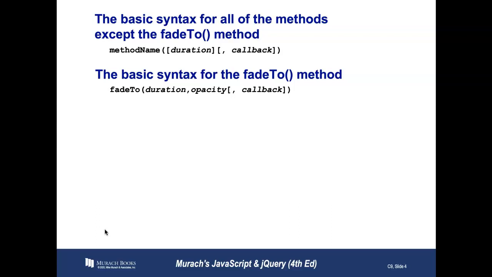The basic syntax for all these methods, except for fadeTo, which we'll cover, is you put your method name, and then it takes a couple of arguments. The first one is the duration, and the second argument is what you see at the top there. It's called a callback, and it's what executes after the duration. The fadeTo, as you can see, has a duration, then an opacity, and then a callback. When it fades to, we can control how visible it is using the opacity, which will be a decimal, which we'll see.